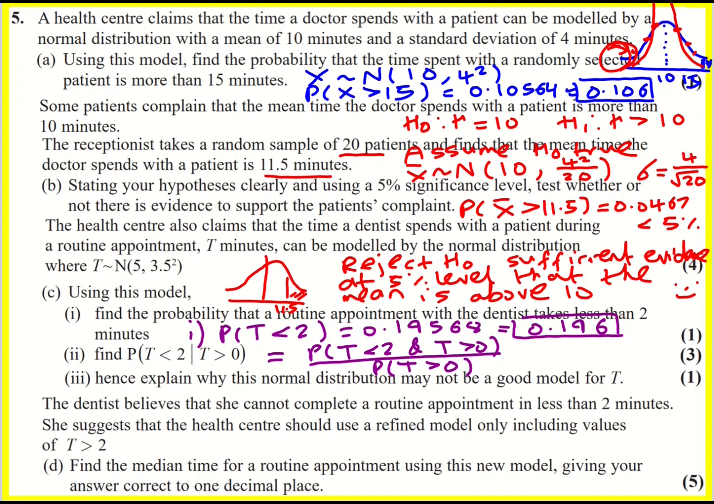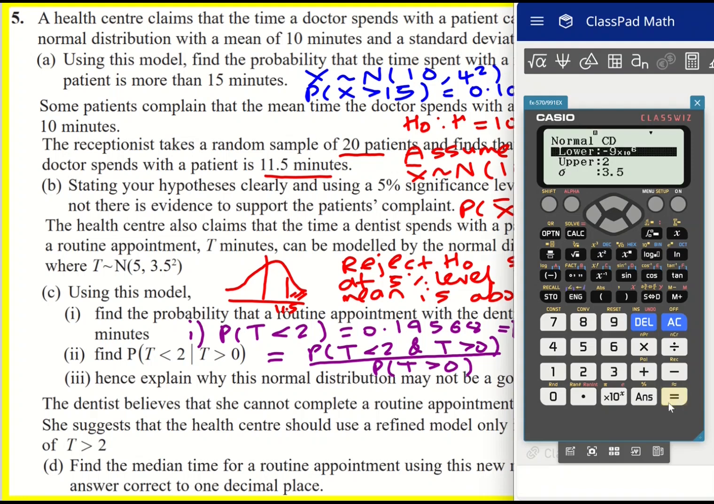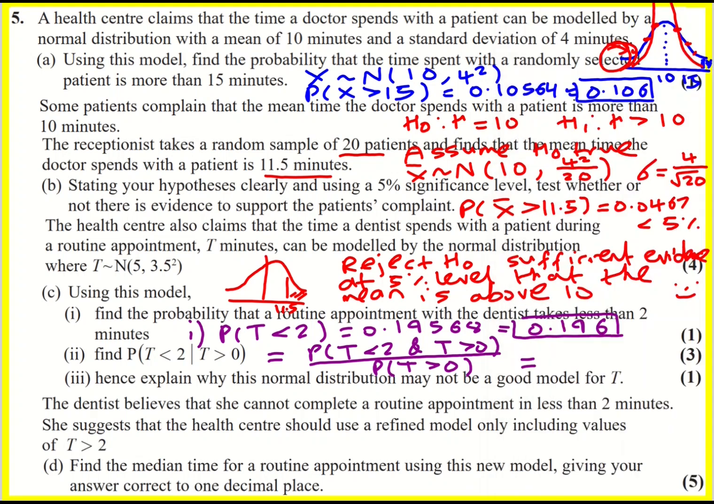And it's the probability of A given B is the probability of A and B divided by the probability of B. I'm not going to go into any more where that comes from, but this is what we need to do here. So what that means is that because it has to be greater than 0 and less than 2, it's just going to be between 0 and 2. So now my lower is 0, my upper is 2, and I get 0.1191.